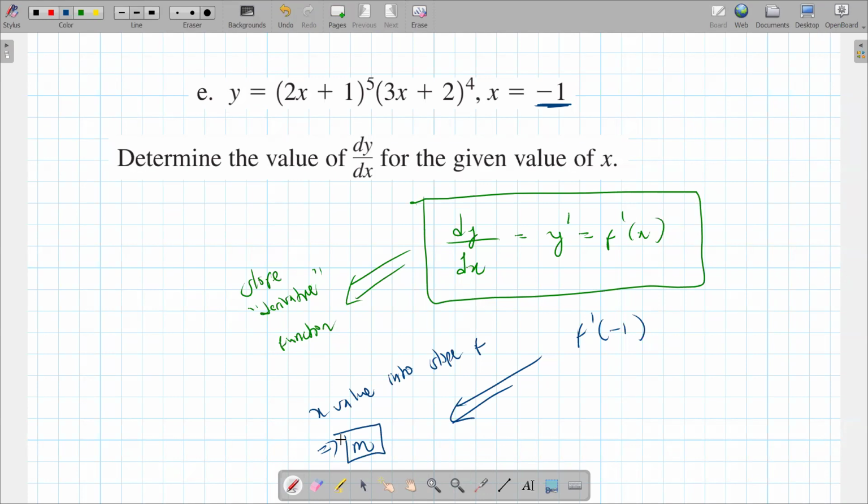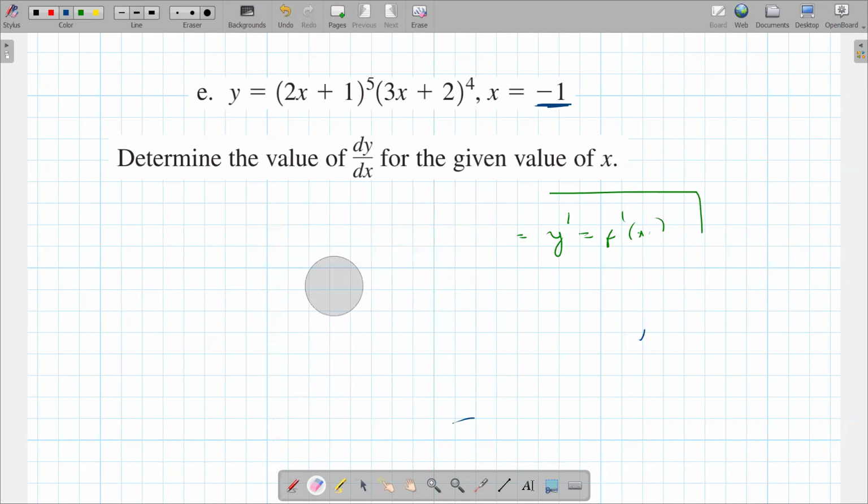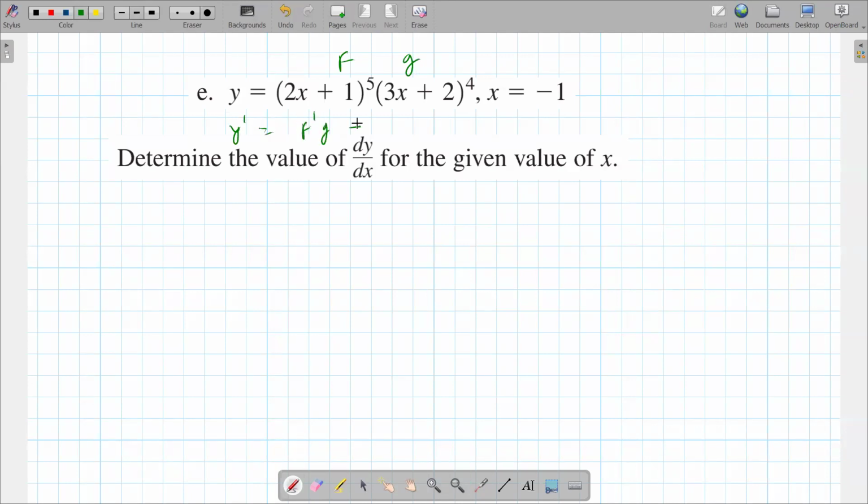So here, part D, the question is asking us to find the slope of the tangent line at x equals -1 for this function. Cool. So step number 1, we're going to find y prime using product rule. And once we have y prime, we're going to plug -1 in there, and that'll give us the final answer. Again, we know this is a product rule because we have f times g. y prime becomes f prime g plus f g prime.